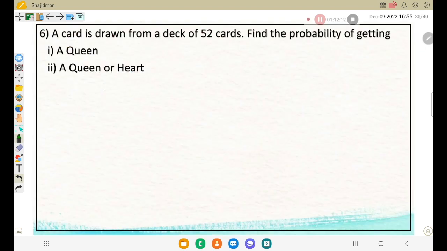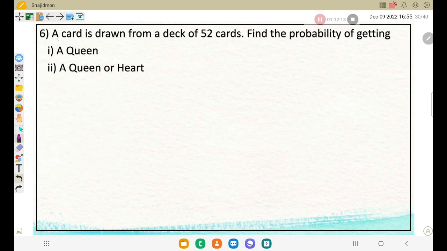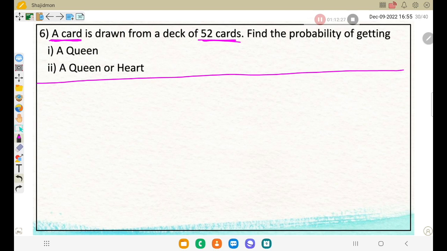Now we are going to question number 6. The same idea whatever we did before. A card, you can underline that word. One card only we are choosing out of 52 cards, correct? A card is drawn from a deck of 52 cards. That means number of elements of the sample space equals 52, correct? Now we need to calculate the probability of getting a queen card. So the first part I am taking as A. A means getting a queen card, correct? How many number of elements of A?